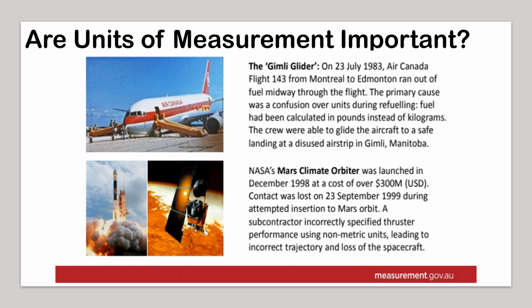And then the NASA example here, I'll read this to you, it's quite lovely. In 1998, at a cost of over 300 million back in 1998, what would it be worth today? Contact was lost on the 23rd of September 1999, not quite 12 months later, about 9 months later, as it attempted to land on Mars. What happened is a subcontract incorrectly specified the thruster performance using non-metric units, leading to an incorrect trajectory and the loss of the spacecraft. So again, be careful what units you're using, because that 300 million in 1998 could well be a billion today, just lost. Not only that, but the time and the lead-up to replace that would be hugely expensive as well.